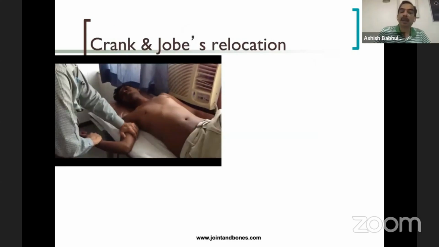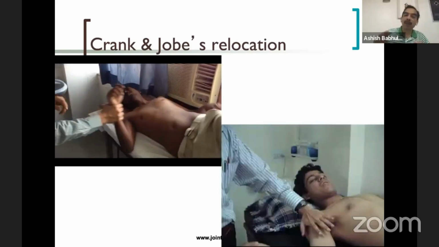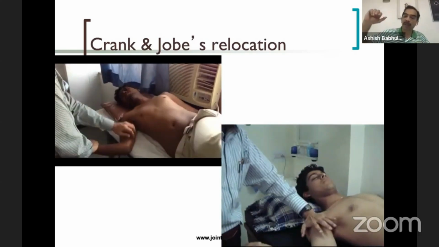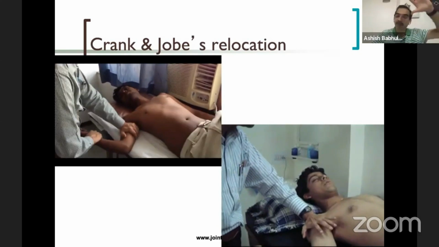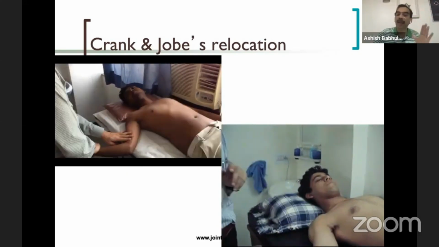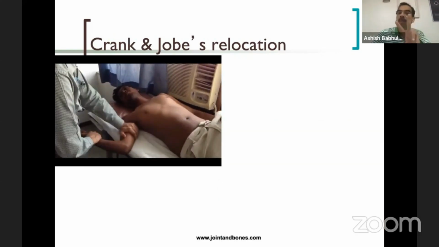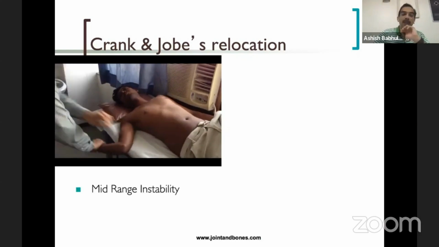The same is better elicited on the crank and Jobe's relocation test, which has two components, the crank component and the relocation. Here you see on the crank, he has apprehension. With my left hand, I'm pushing it down. He has complete relief, he says. The moment I take the hand off, he has anxiety again. So that's your crank and Jobe's relocation, which has two components to be tested.